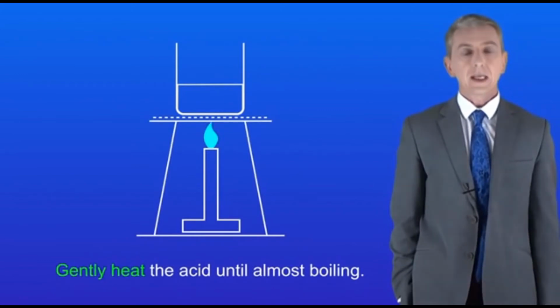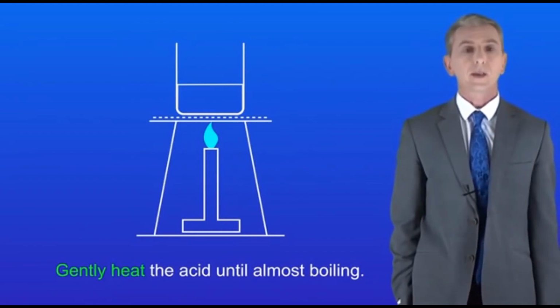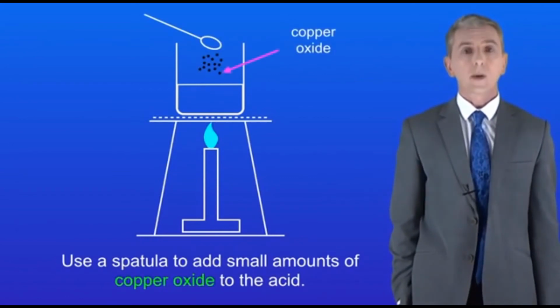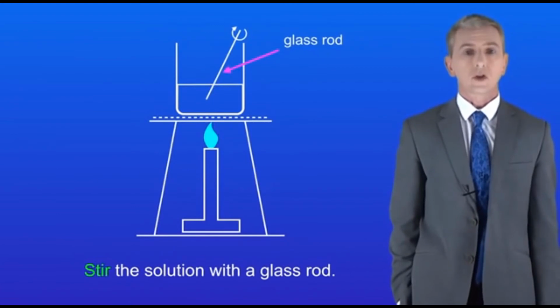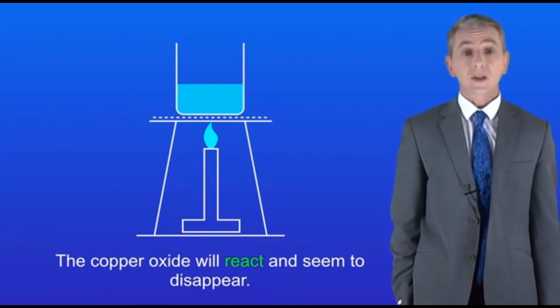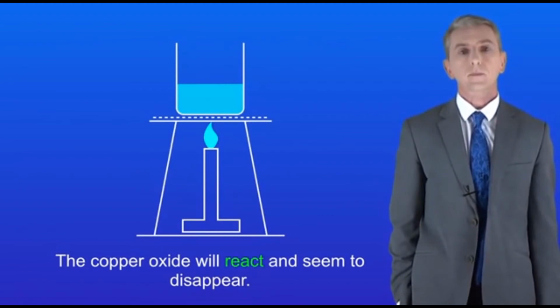Now we gently heat the acid until it's almost boiling. However, we do not want it to boil, as it could bubble over when we add our other reactant, and that would be dangerous. Now, using a spatula, we add small amounts of copper oxide to the acid. We then stir the solution using a glass rod. The copper oxide will react and seem to disappear. The solution will turn a blue colour, which is the colour of copper sulfate.